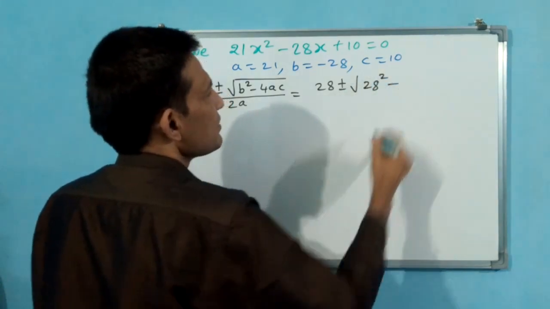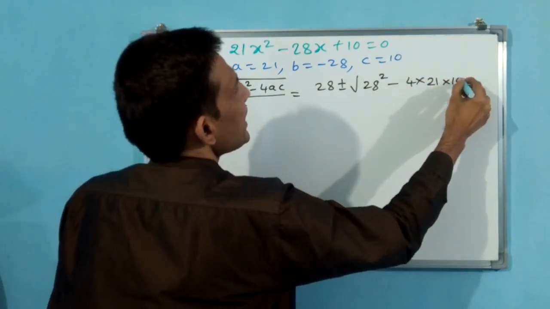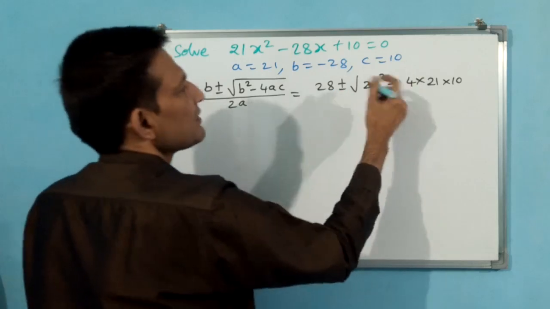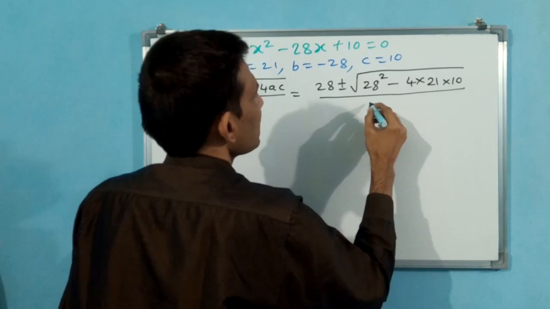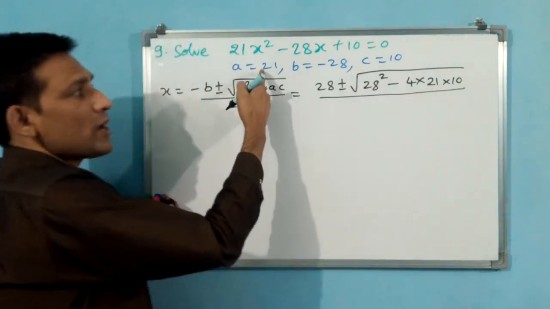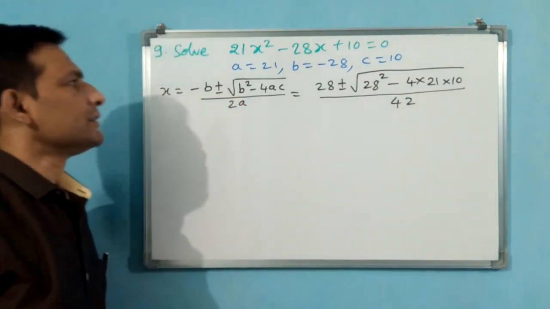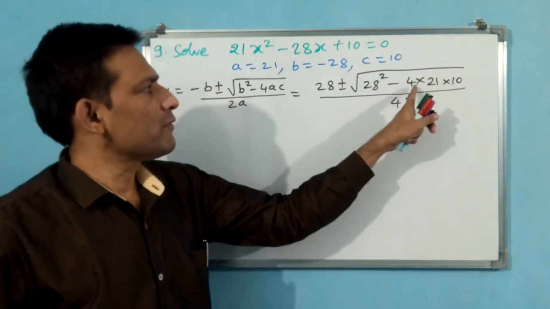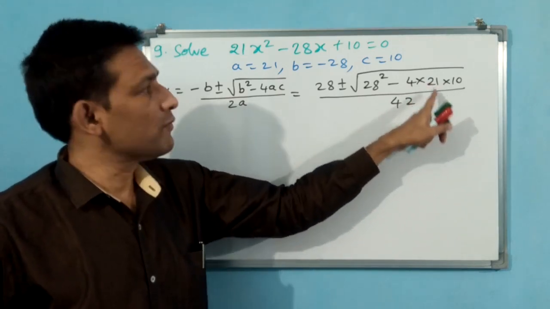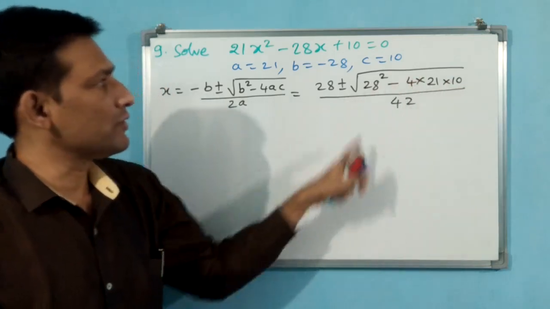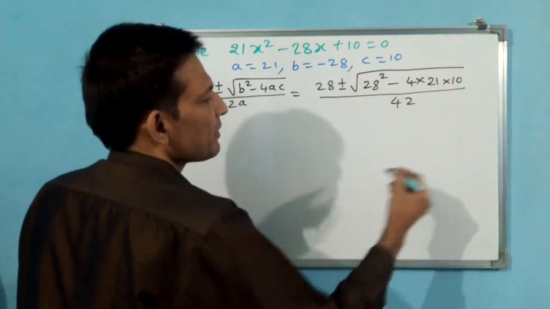See this one. B square minus 4ac. 4 into 21 into 10. 21 into 10, AC. Okay. Now 2a. See, 2a means 21 into 2, 42. I am writing directly 42. Now here you see 21 into 4 means 84. 4 ones are 4, 4 twos are 8. 84. 840 into 10 means 840 is going to come. But this you have to calculate. Normally it should be less than 840. That is why in complex number it has come.